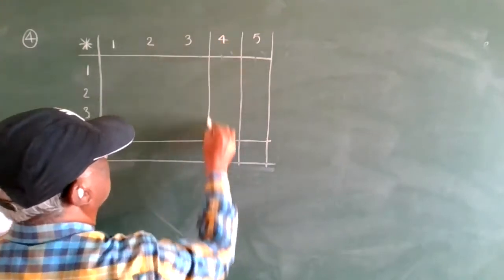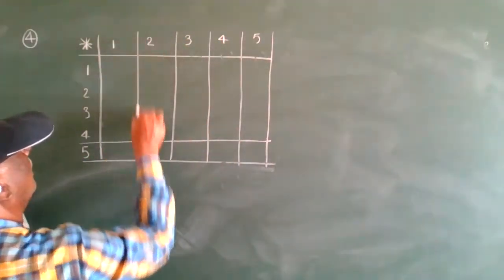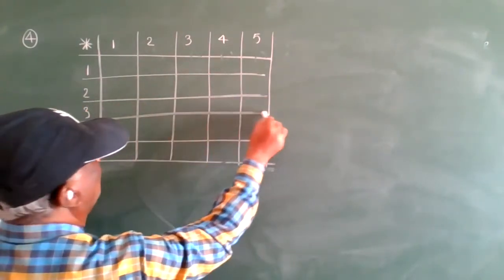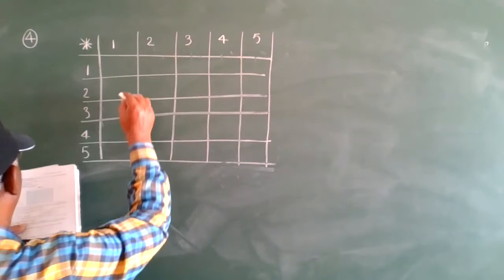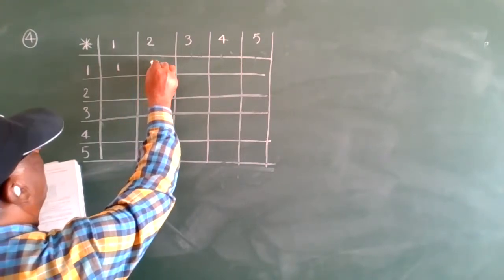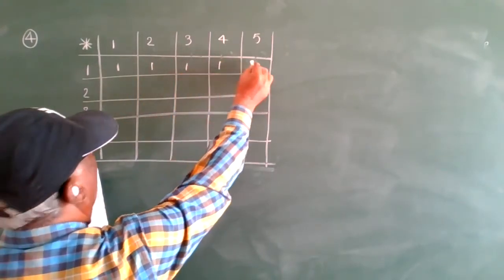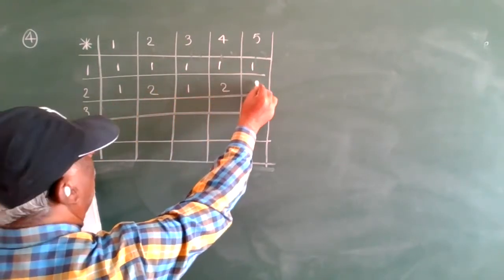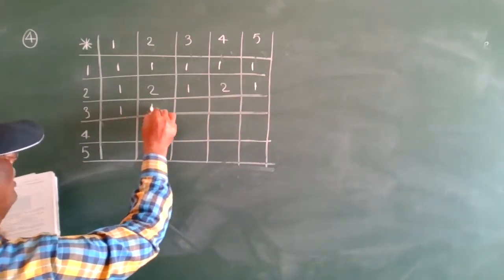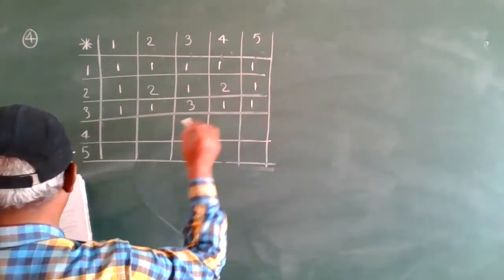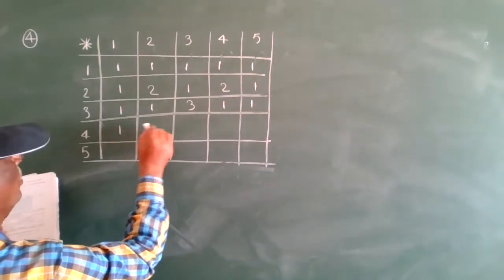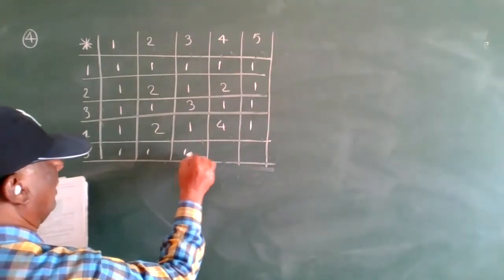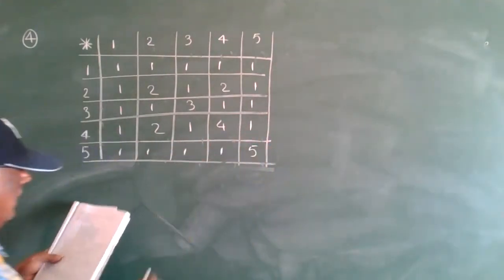The table is already given. Second, third, fourth. What is the value? See, the first row is 1, 1, 1, 1, 1. The next row is 1, 2, 2, 2, 2 and so on, with 1 in each row's first column and the last column being 5. This is the table that is given.